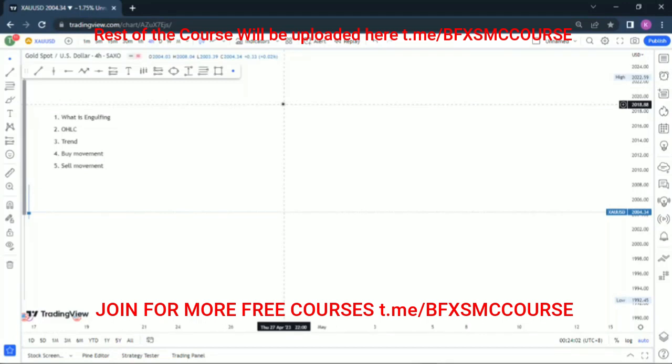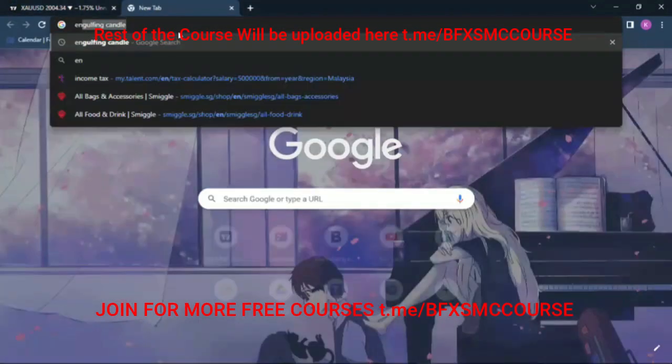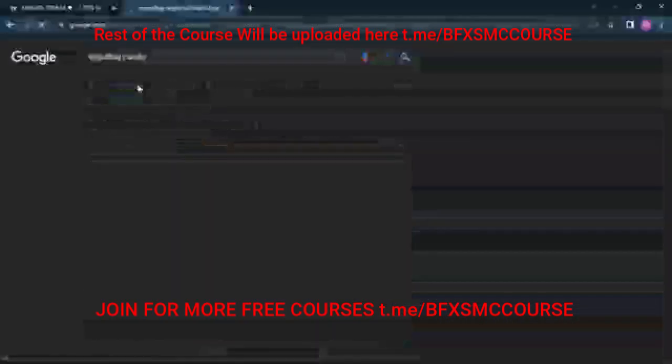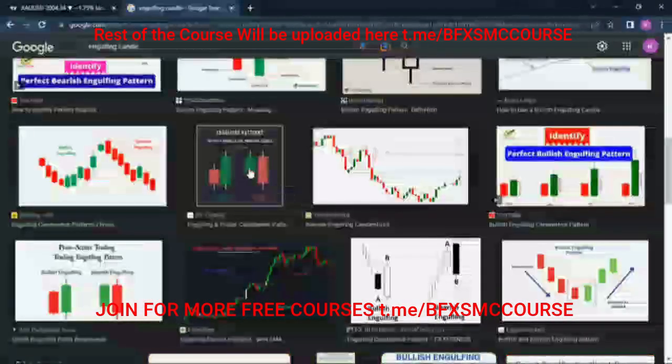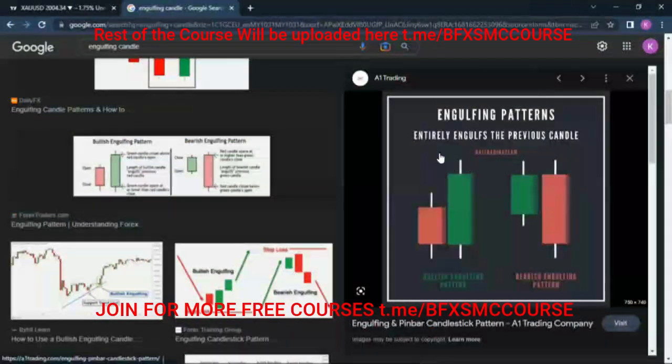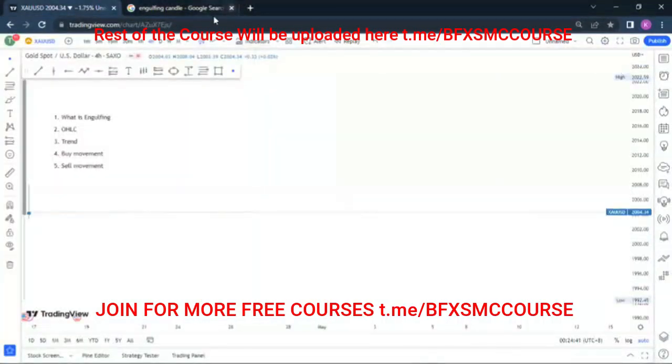When we talk about engulfing, we are going to be friends with candlesticks. If we go to Google and search for engulfing candle, what we are going to see is this. This is engulfing patterns: entirely engulf the previous candle. The meaning of engulfing is when the latest candle closed higher than or lower than the previous candle. So basically, this is how it works.